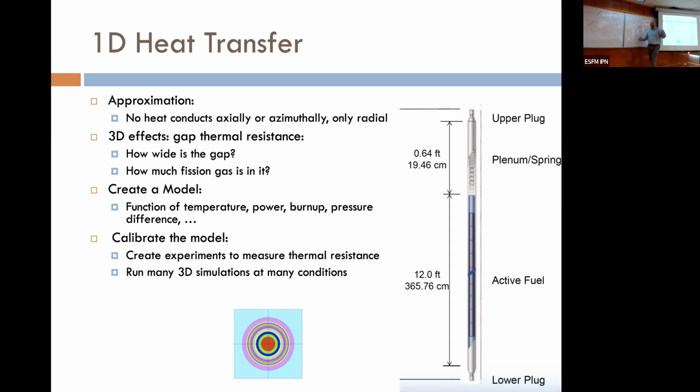And I create a model similar to the core diffusion one. I created an interpolated function where I could say, let me get my cross section as a function of all of these other things. Here I'm saying, let me get my gap thermal resistance as a function of all these other things. And then, if I had it calibrated well, I wind up with a simple 1-dimensional thermal conduction model that I could use at every one of my 25 axial heights.